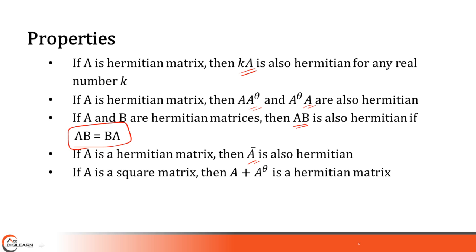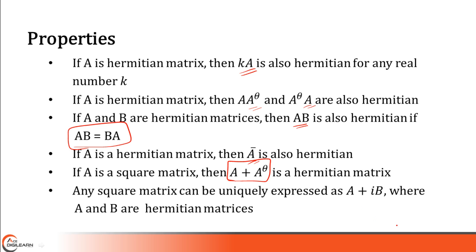If A is a square matrix, then A plus A power theta is always a Hermitian matrix. And any square matrix can be uniquely expressed as A plus iB, where A and B are Hermitian matrices.